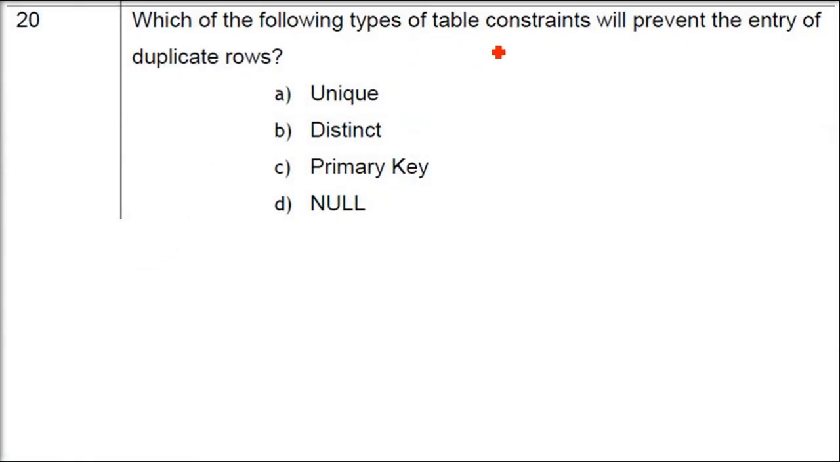Now coming to: which of the following types of table constraints will prevent the entry of duplicate rows? Unique, distinct, null, all are incorrect. Primary key is correct. Why?